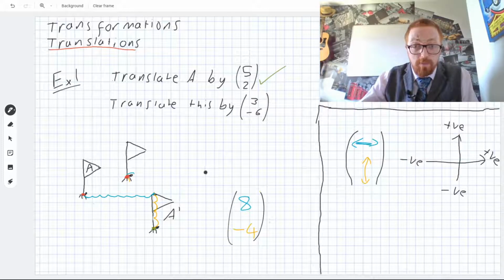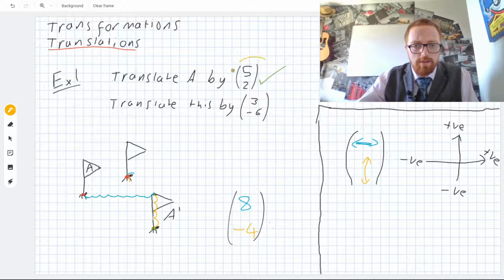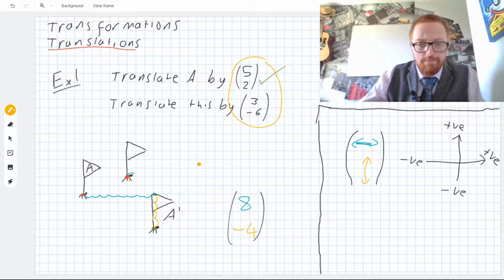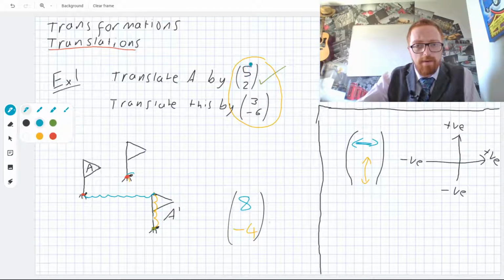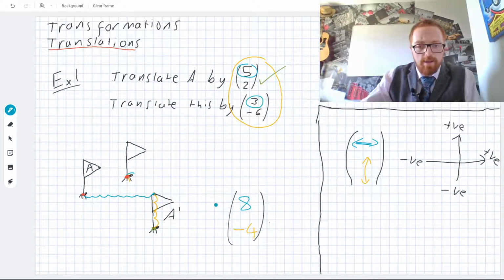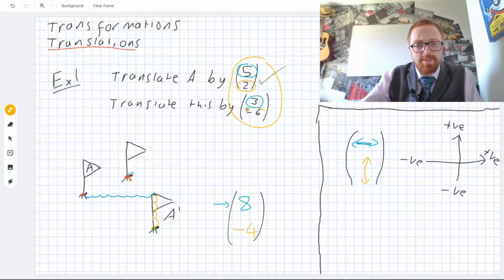Now if you've not spotted it, just pause the video for a few moments to see if you can figure out how we could have taken these two vectors and written this final vector down without carrying out the two transformations. Okay, so if you did spot it, well done. What we do is we just add these top numbers together. If we add this 5 and this 3 together, that gives me this 8. And if I add the 2 and the negative 6 together, that gives me the negative 4.